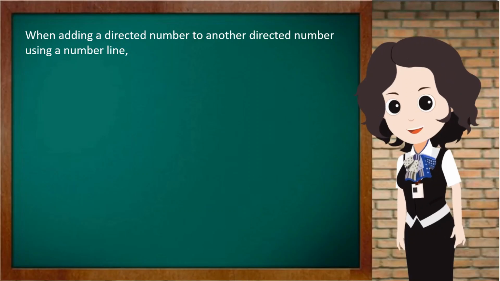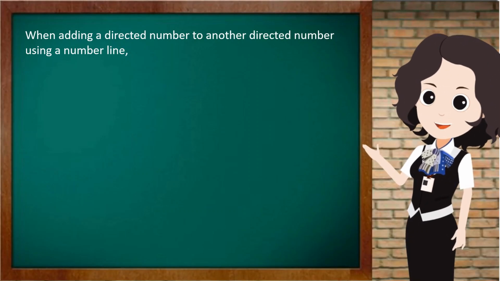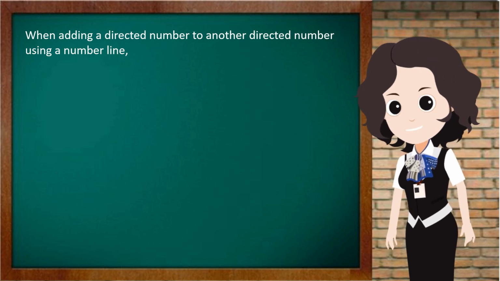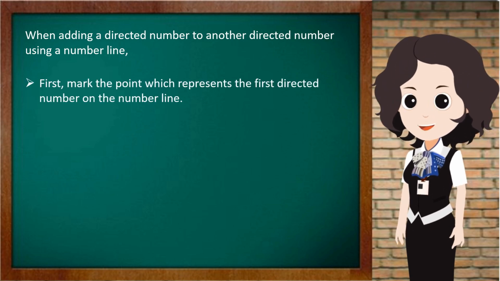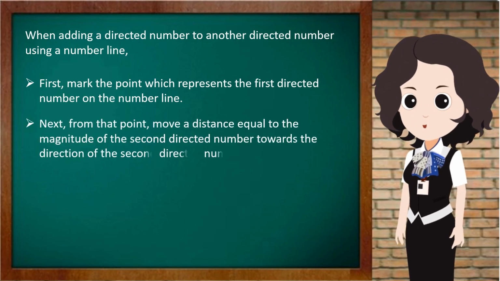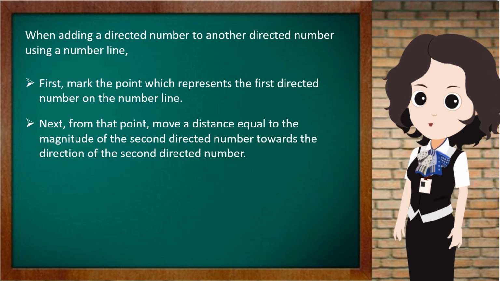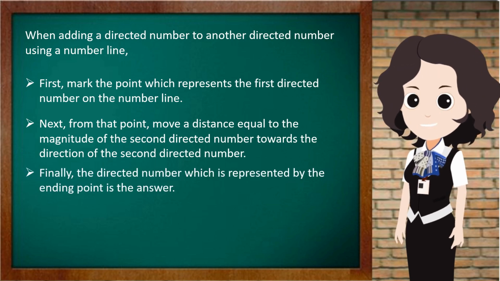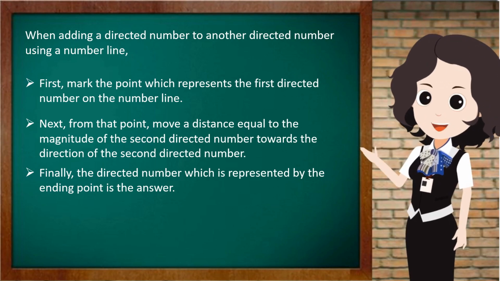My dear children, when adding a directed number to another directed number using a number line, first mark the point which represents the first directed number on the number line. Next, from that point, move a distance equal to the magnitude of the second directed number towards the direction of the second directed number. Then, the directed number which is represented by the ending point is the answer.